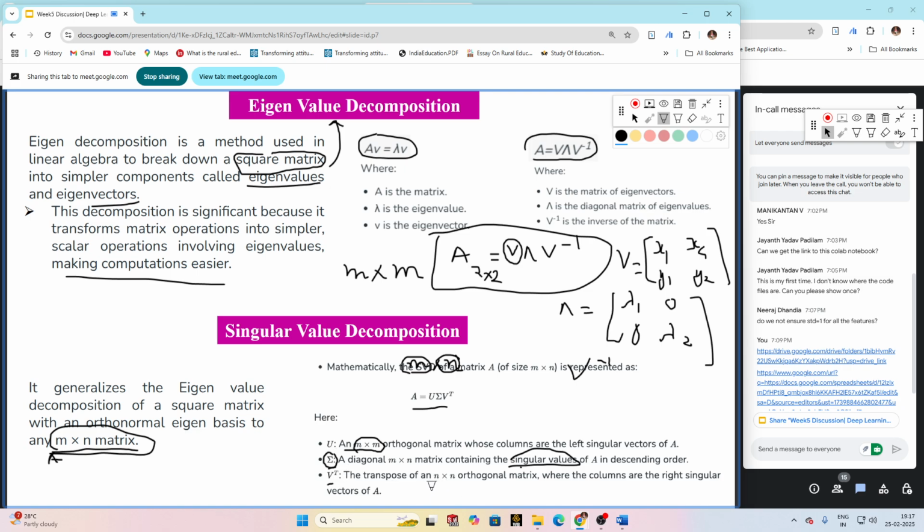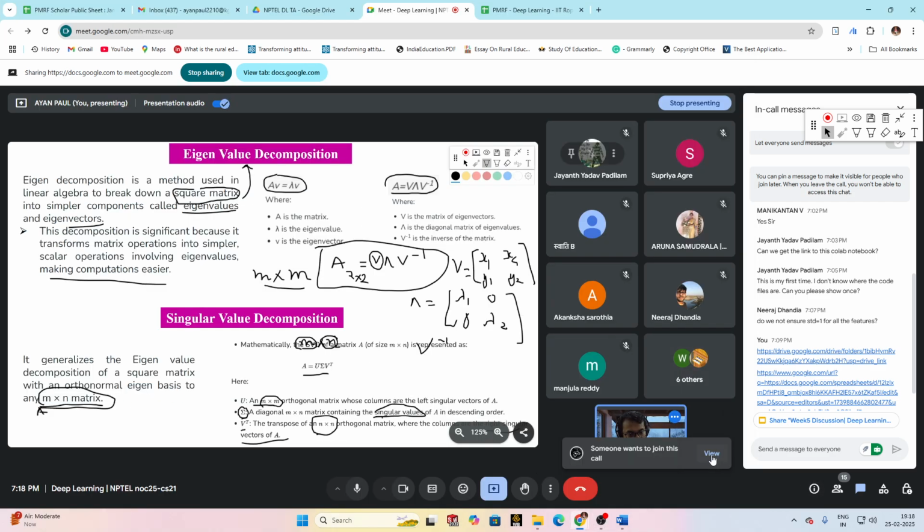And what is this V transpose? This is the transpose of an n cross n orthogonal matrix. So earlier it was m cross m, now it is n cross n, because here we have two dimensions. Earlier we had only one dimension, that is why V and V inverse. Here we have two dimensions, one is m and the other is n, that is why U consists of an m cross m and V transpose consists of an n cross n orthogonal matrix, where the columns are the right singular vectors of A. So I will explain this in the question, but this is the difference between eigenvalue decomposition and singular value decomposition. So is it clear by the formula?